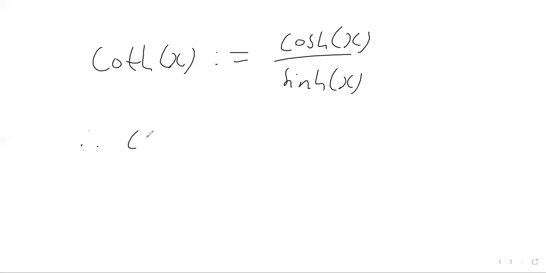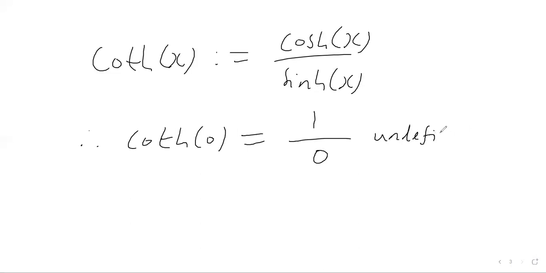So therefore, we know that coth evaluated at 0 is going to be cosh of 0, which is just 1, over sinh of 0, which is 0. This is undefined. So we can't have coth evaluated at 0. And also a note, cosh of x over sinh of x is actually just identical to 1 over tanh of x.